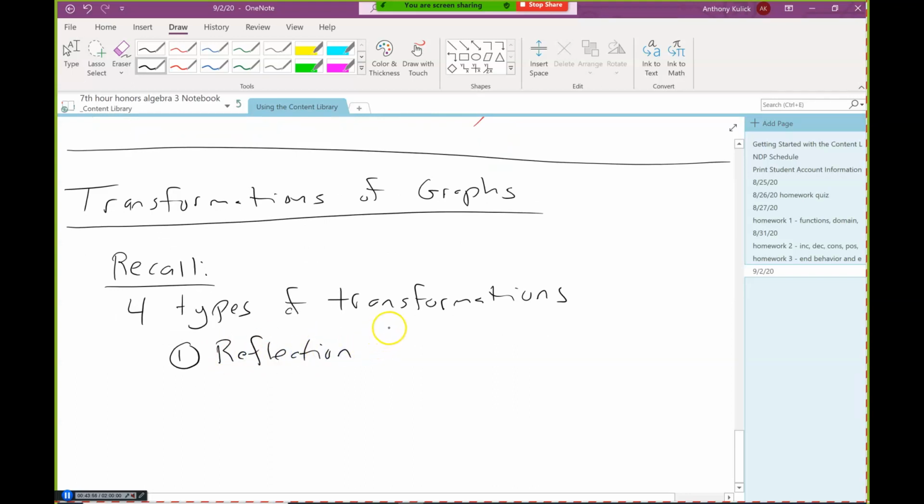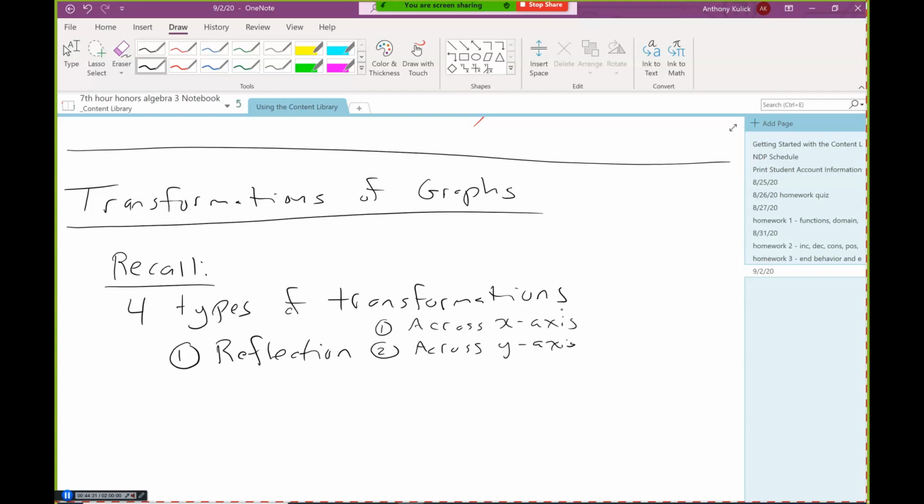So in this class, we're only going to worry about 2 types of reflections. So we have those across the x-axis and those that are across the y-axis. But you can really reflect across any straight line. But in this class, those are going to be the 2 that we really focus on.